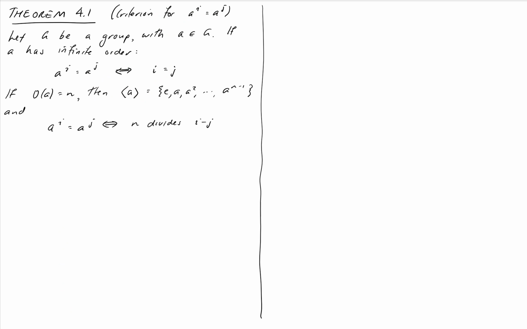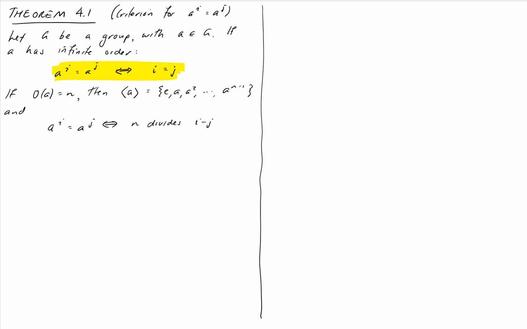So the theorem reads, let G be a group with a being a member of G. If the element a has infinite order, then a to the i equals a to the j means that i equals j. So they're equivalent statements. Notice we're talking about any group here. We're not just talking about cyclic groups at the moment. If a has infinite order, that means there's no n so that a to the n is the identity. Then a to the i equals a to the j. The only way this can be true is if i equals j.